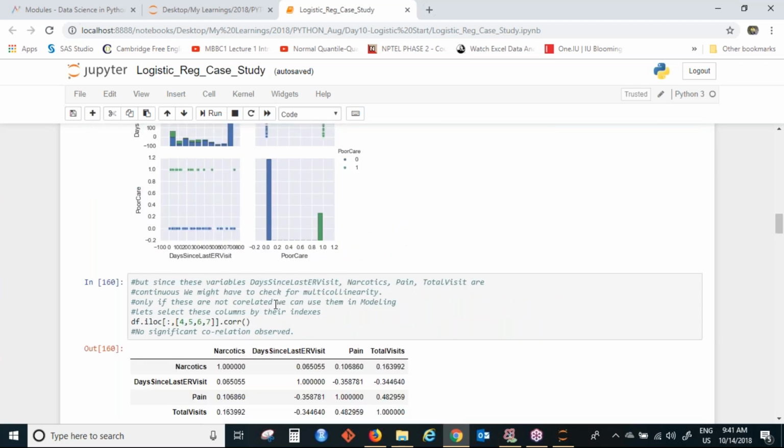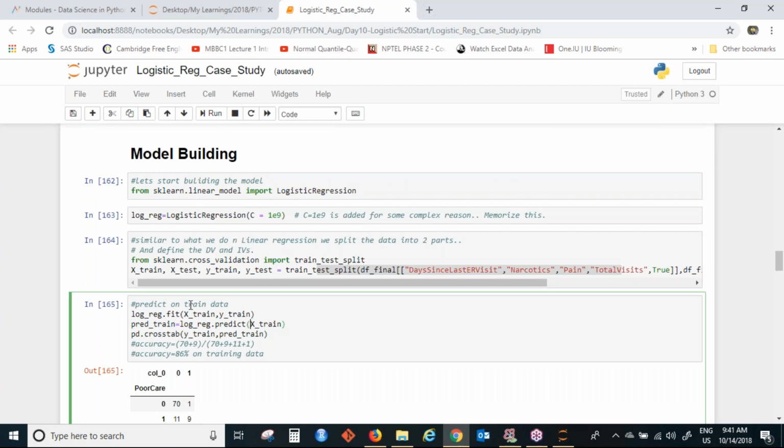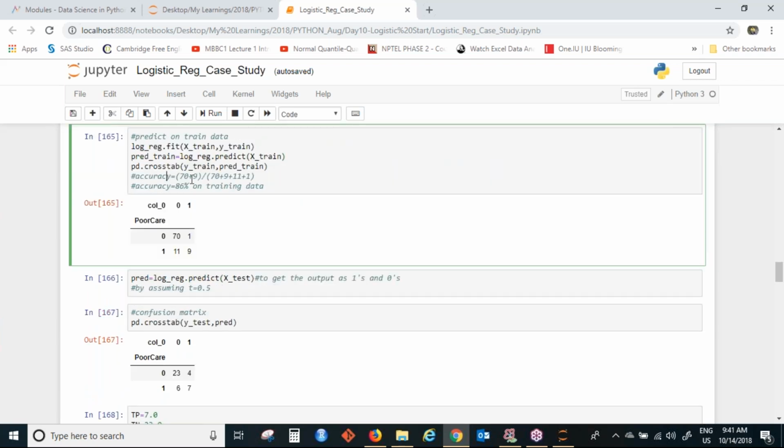So this is what I have done here. Then I have predicted, and after predicting, what have I done? If you remember the crosstab function, guys, we had seen this in the initial days when we were learning Python. The crosstab function we will use to compute the confusion matrix. So this is the confusion matrix. This is your confusion matrix.